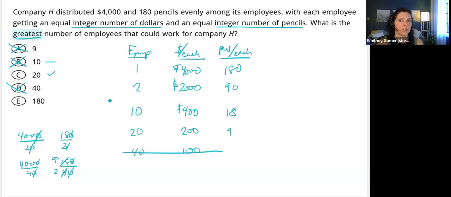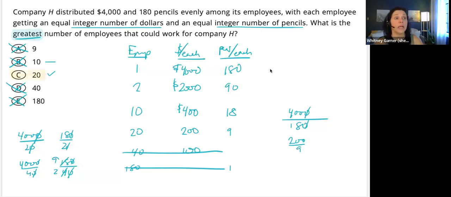So then the question begs, right, since 40 isn't going to go into 180 evenly, the check would be 180. I know 180 would go into 180. They'd each get one pencil. The question is whether 180 would go into 4,000. Cut them both in half. That's 200 over 9. I can't cut them both in half again, and 200 is not divisible by 3. And so 180 is not going to work. My max answer here is going to be C. So this is an example of how I could go through and test my answer choices.